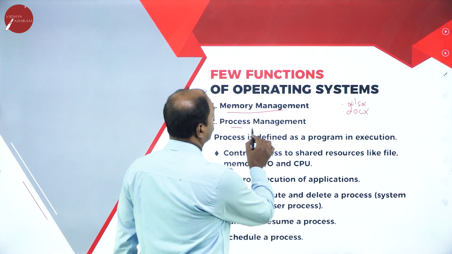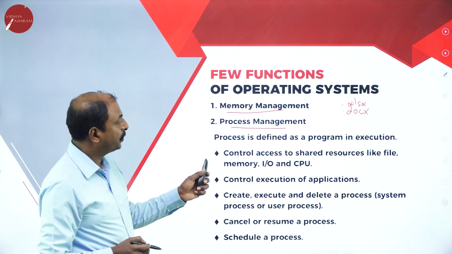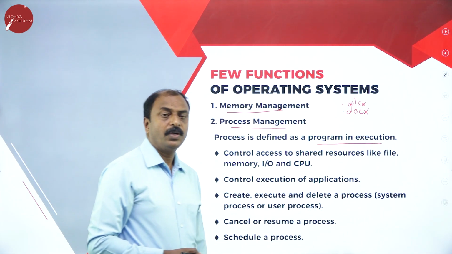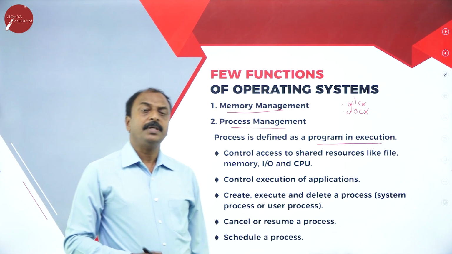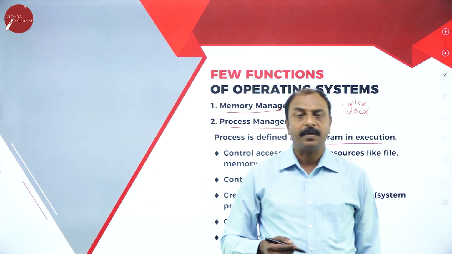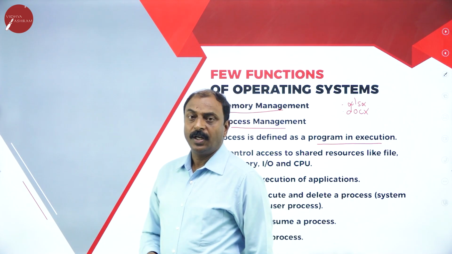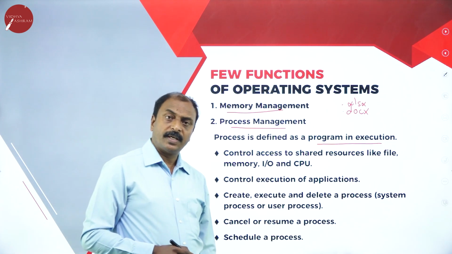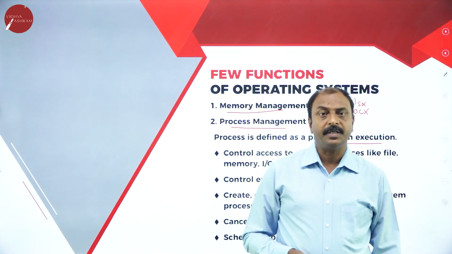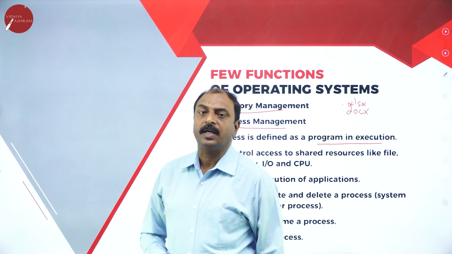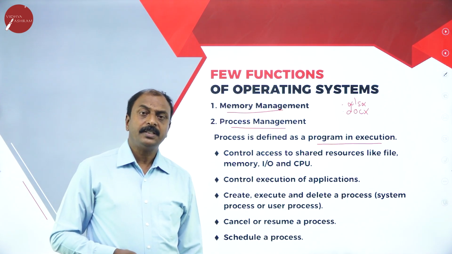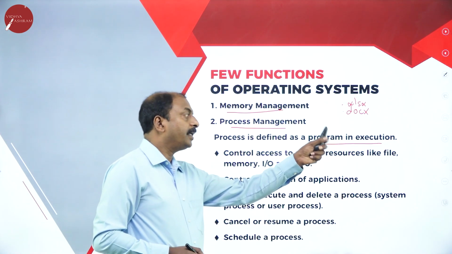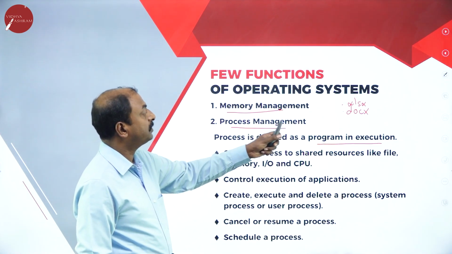The second function is called process management. So what is a process? It is defined as a program in execution. Any program that is written has to be executed. First it has to be compiled, then it has to be executed. So the execution of a program is called a process. If the computer executes one program, it is one process. Similarly, a computer has the capability to run different programs simultaneously, and each of those is a process. So this is process management.